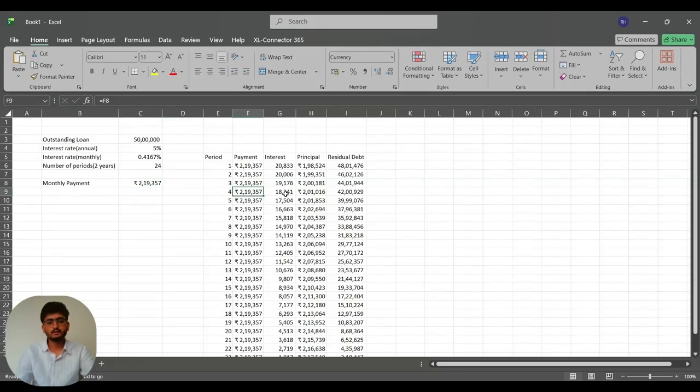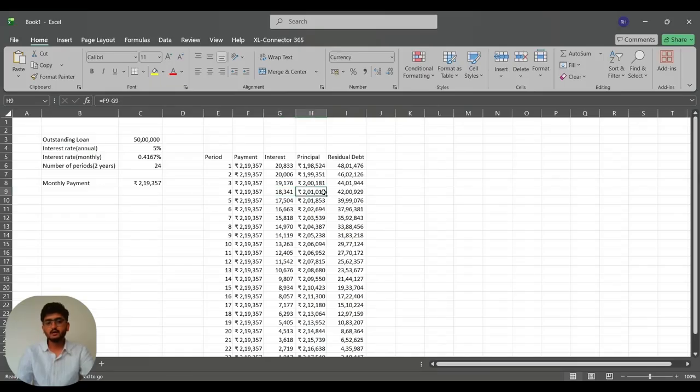So the monthly interest rate is 0.4167%. How do we calculate it on the remaining loan amount from last month, which was 44,01,944 rupees? It will become 18,341 rupees. What was the monthly repayment amount? The monthly EMI payment is 2,19,357 rupees. Minus 18,341 rupees, we'll get 2,01,016 rupees.